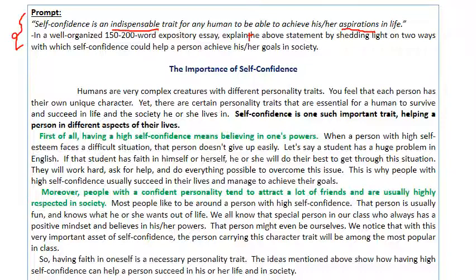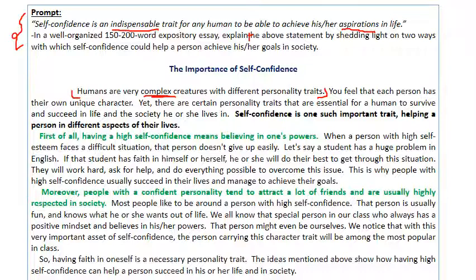Notice here, I began with a hook. Humans are very complex creatures with different personality traits. I gave an interesting fact about humans, that they are complex. They're not simple beings. Their mind, their thinking is very complex. It has many angles to it. And they have different types of personalities.